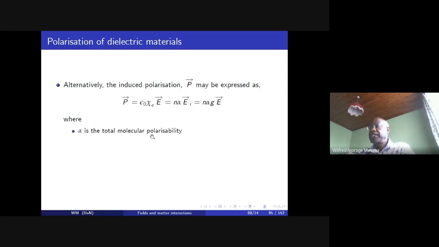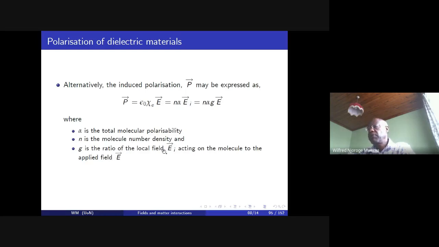where the alpha is the total molecular polarizability, the N is the molecule number density, and G is the ratio of the local field that is acting on the molecule under consideration relative to the applied field E. Remember, the local field cannot be measured, but we can measure the applied field. So E_l and E are different because of also the surrounding molecules that will be acting, the surrounding dipole moments surrounding the molecule of interest will also affect how E_l is going to be.